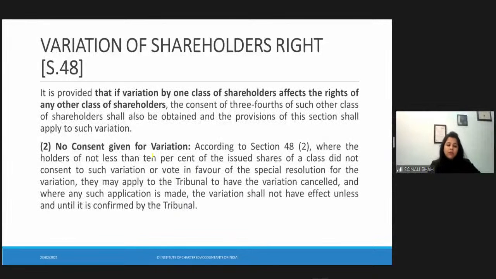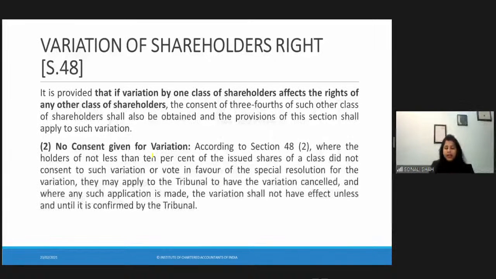So generally, what will people do? Some will respond yes or no. Some will just sit silent. Silence is not treated as consent here. So when you look at Section 48 clause 2, it says where the holders of not less than 10% of the issued shares of a class did not consent to such variation, they may apply to the tribunal to have the variation cancelled.